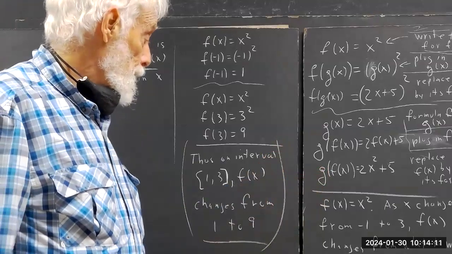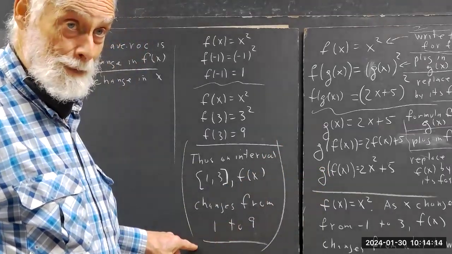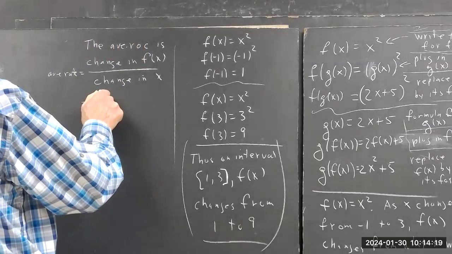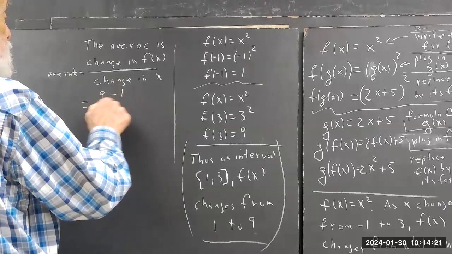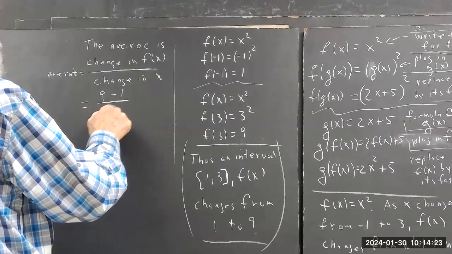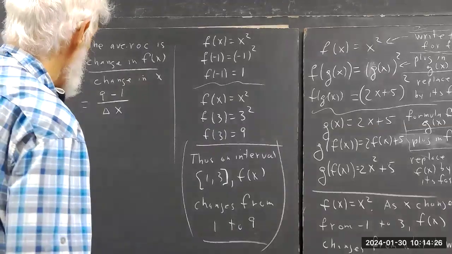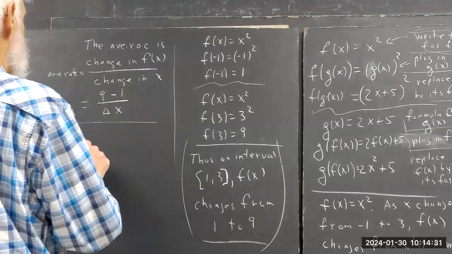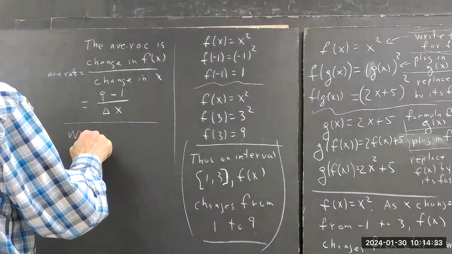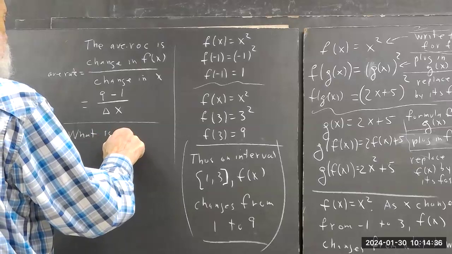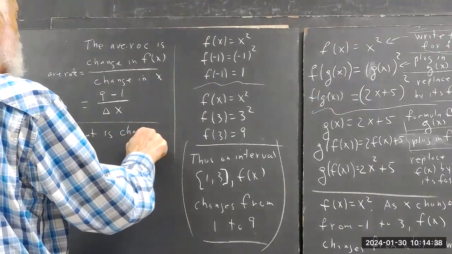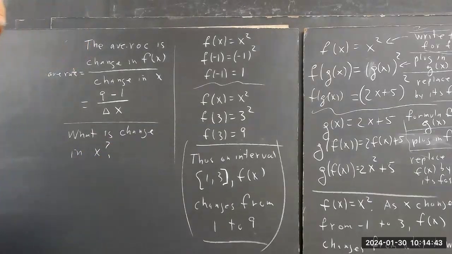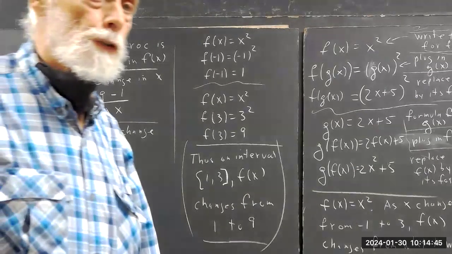Okay, how do you get that? You do 9 minus 1. Okay. So this equals 9 minus 1 over, I'm going to use delta for change in x, over delta x. Okay, so we've almost got it. What's the change in x? Well, x changes from what to what?